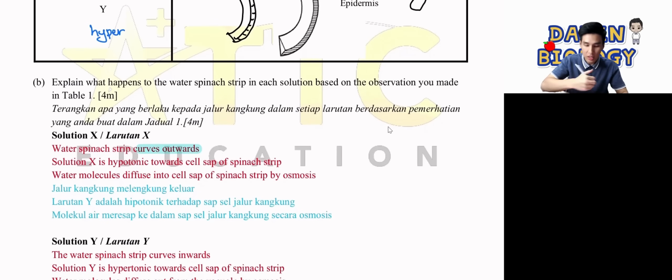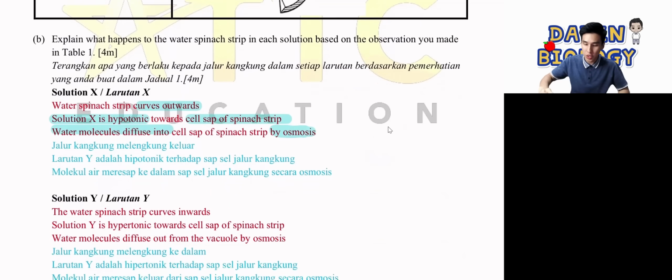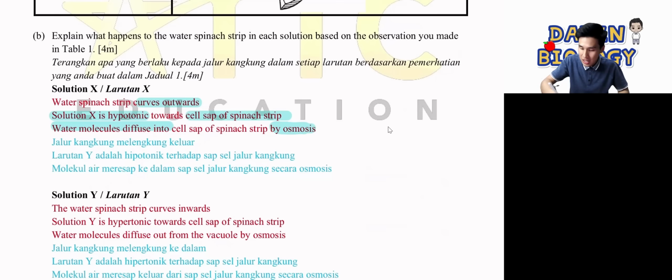So explain why it curves out, because the solution is hypotonic towards the cell sap of the spinach strip. Now you must always compare hypo towards the cell, because water always goes in and out of the cell. So it is outside hypo to inside, water will diffuse in. Don't forget to mention by osmosis. So BM also the same. You have to say meresap ke dalam secara osmosis.